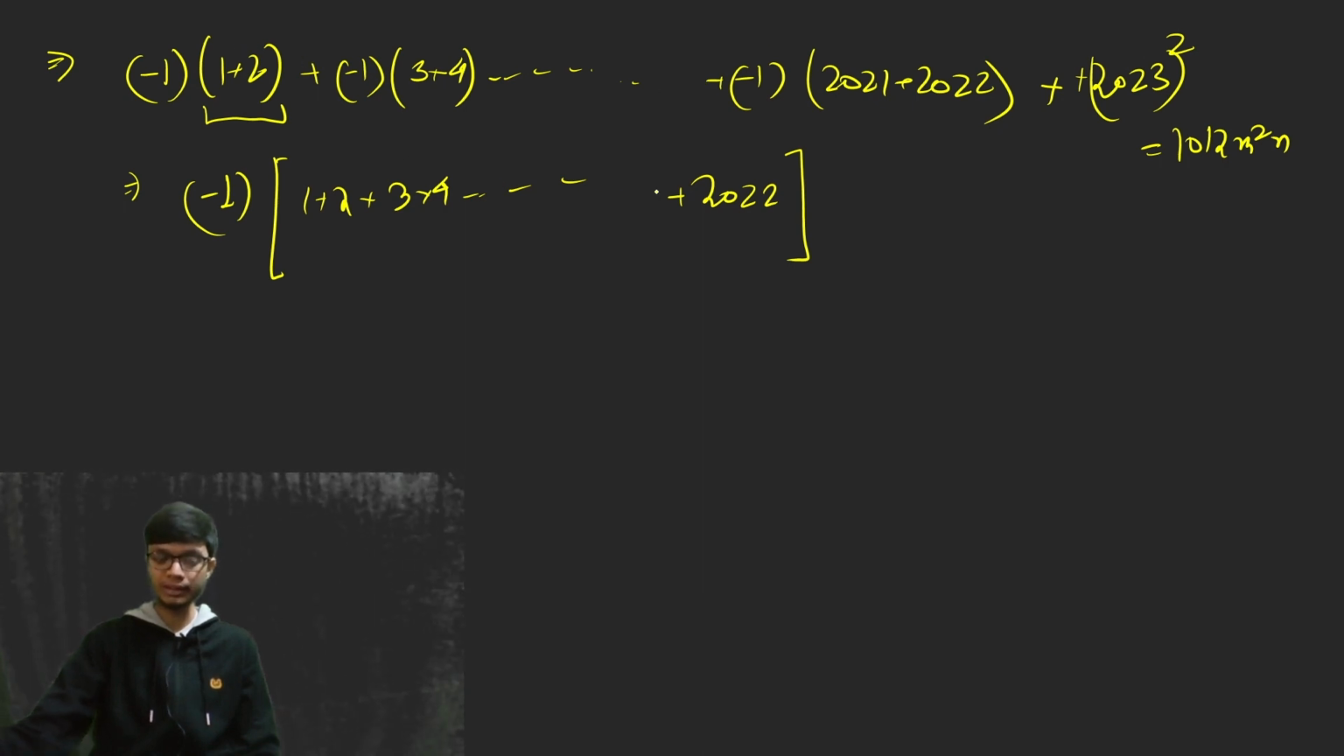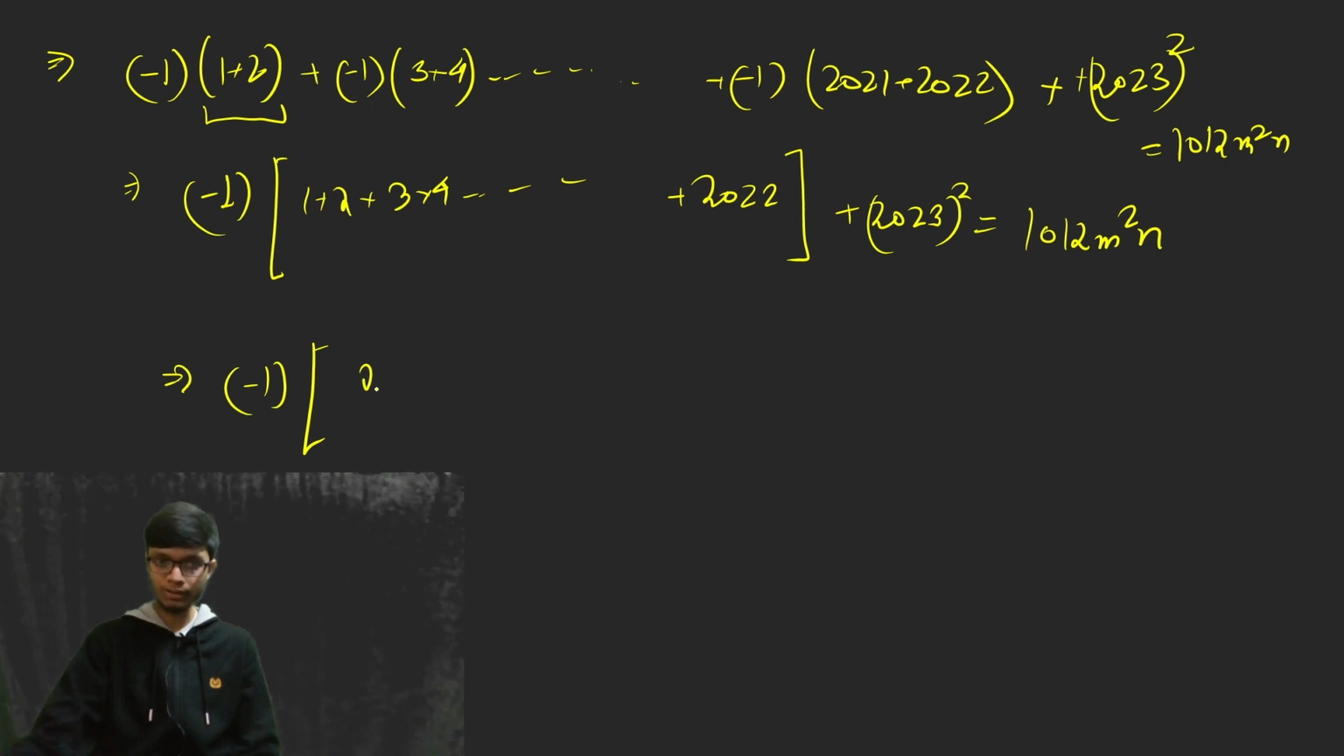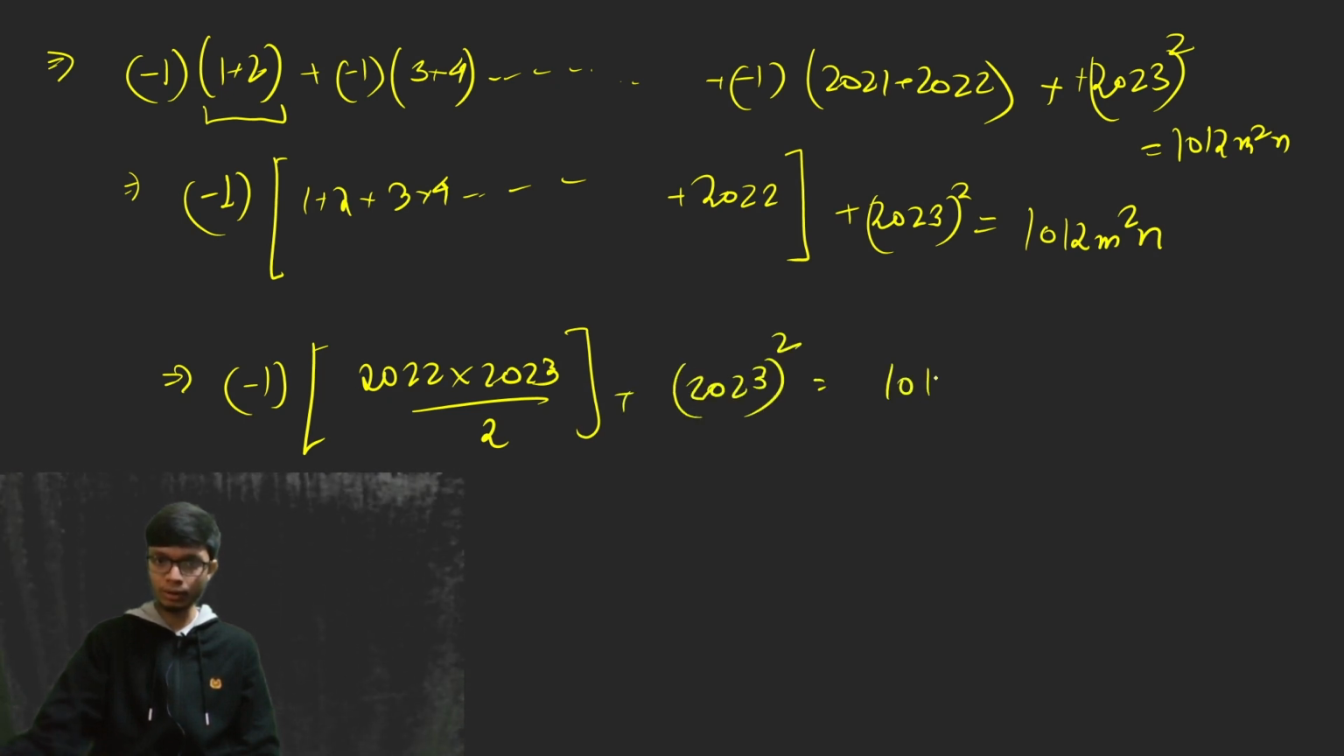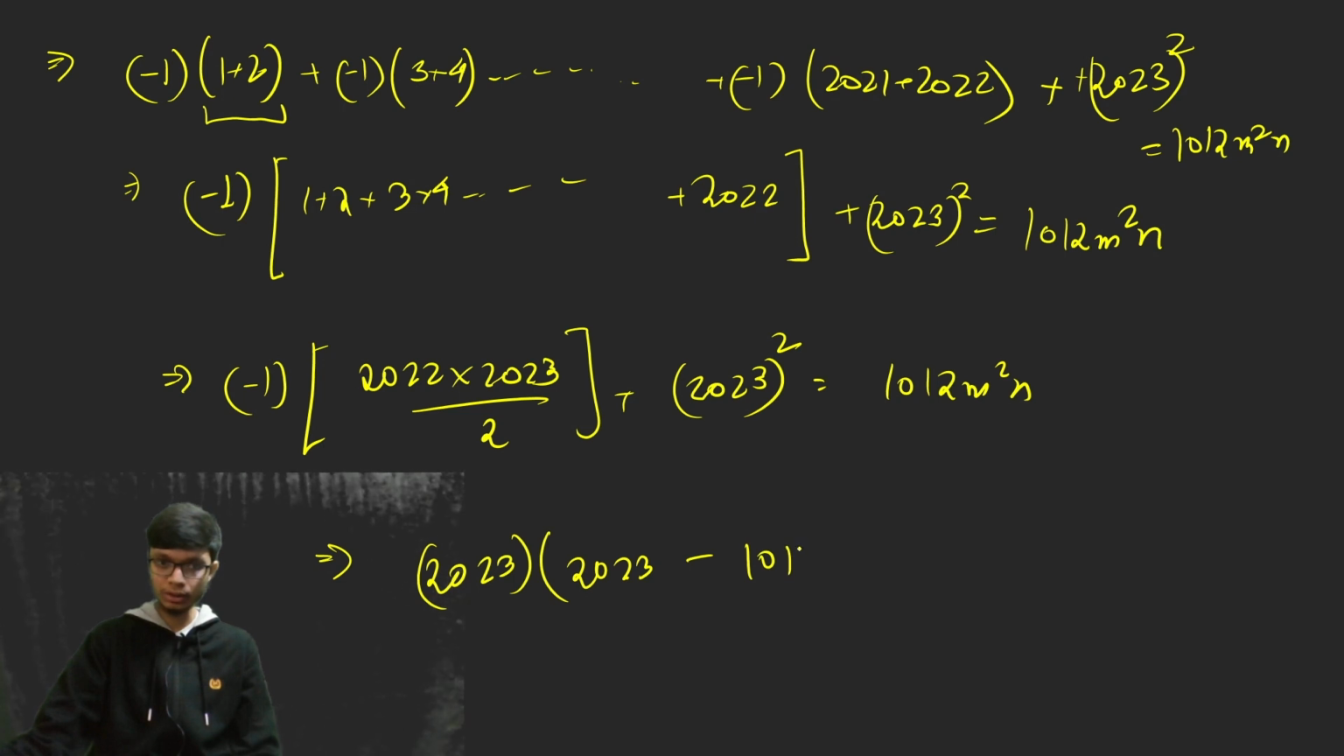So this is the sum of the first n natural numbers, where n is basically 2022, plus 2023 whole square, and the summation is equal to 1012 m square n. Now if you calculate, the result will be minus 1 times 2022 into 2023 whole divided by 2, plus 2023 whole square, and the result is equal to 1012 m square n. Now you can simplify this: if you take 2023 as common, the result will be 2023 minus 1011, and the result is equal to 1012 into m square n.